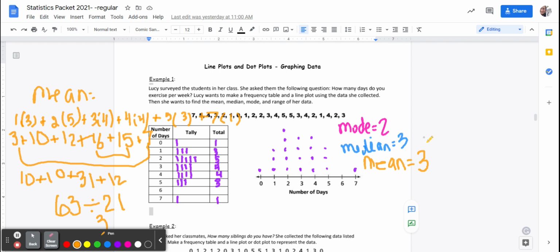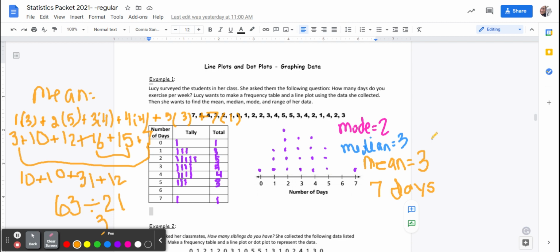So there we go. We have the median is 3, the mean is 3, and the mode was 2. The range, well, the range is the greatest range it could be, the range of 7 days, because 7 minus 0 is 7. So that means they have all different possibilities except for 6. So that's the biggest range you could have in this context because we're talking about a week.